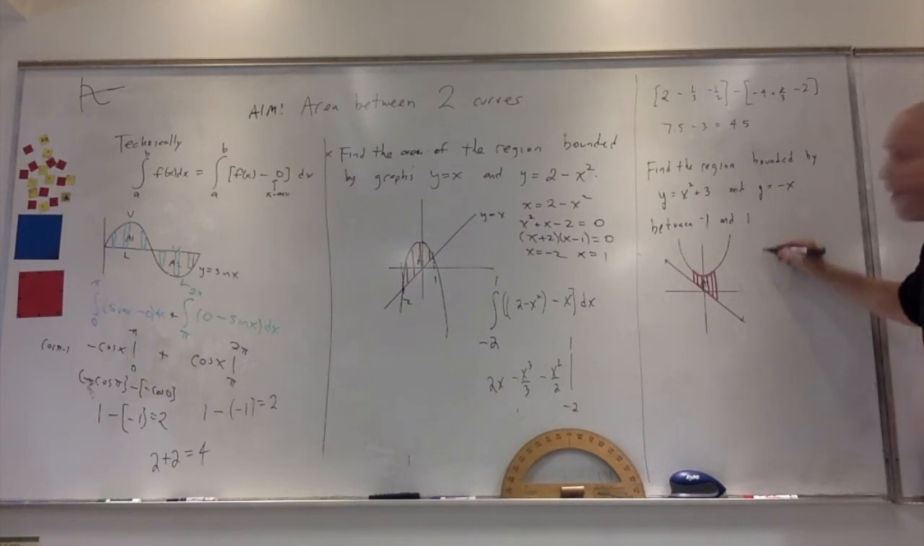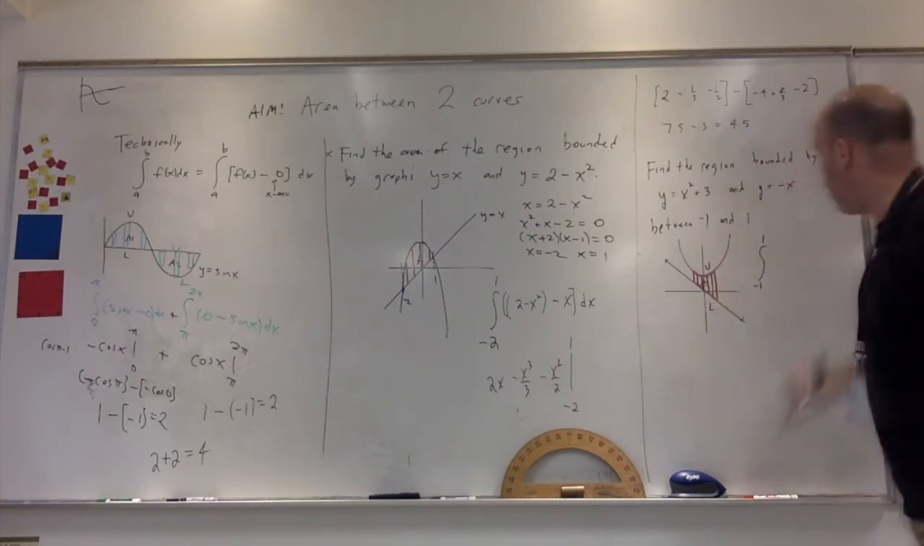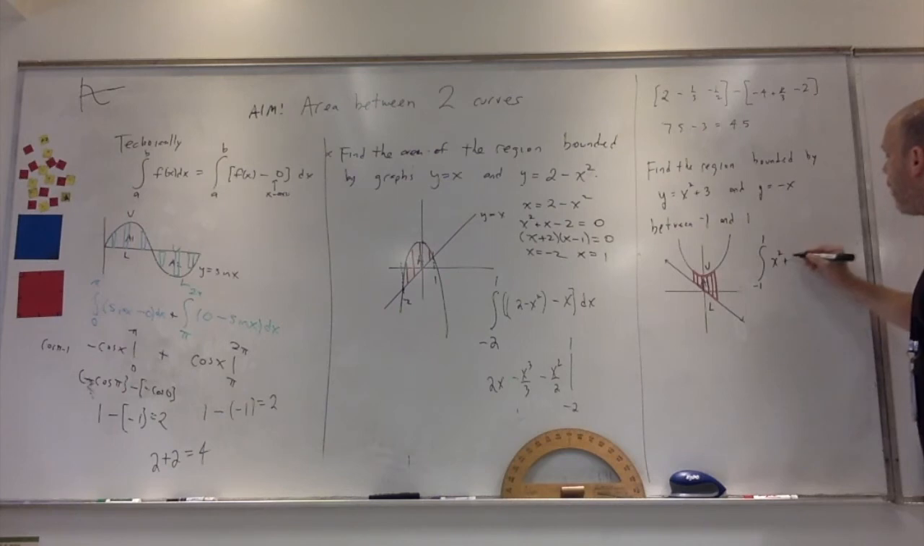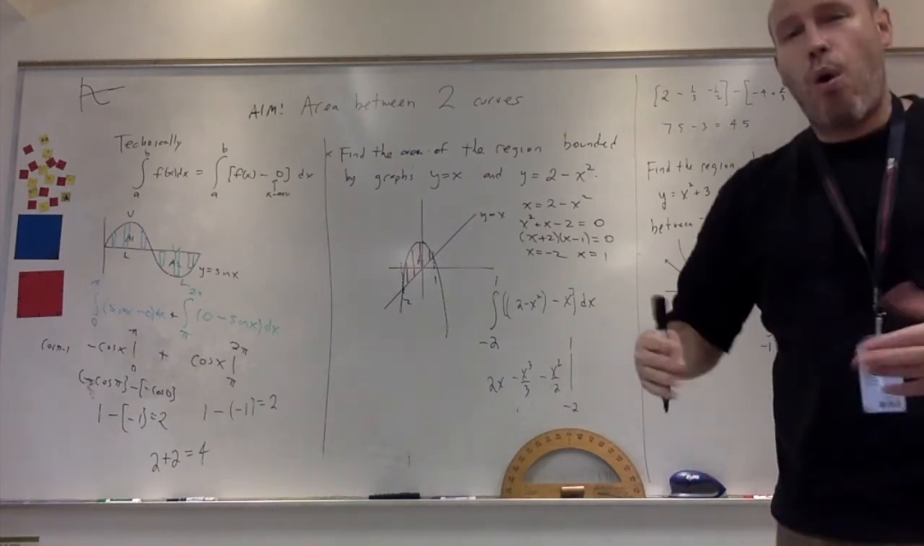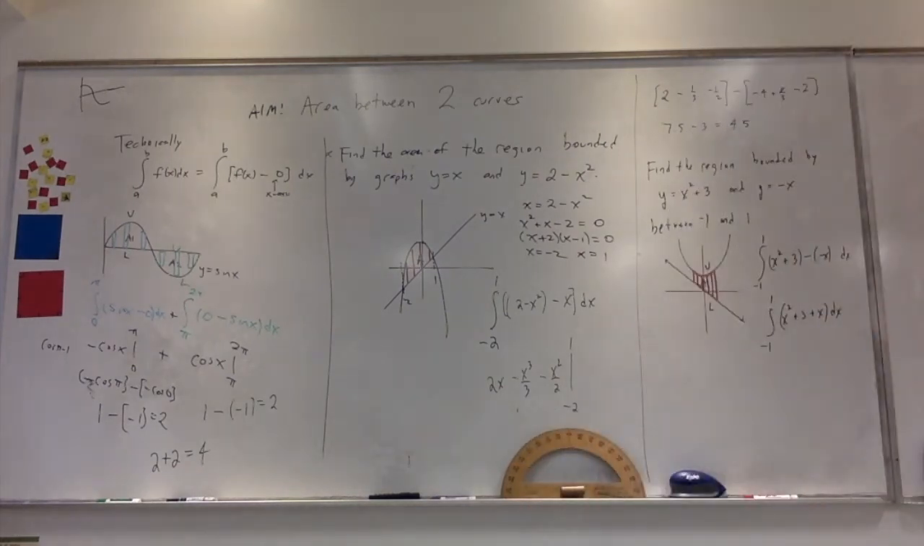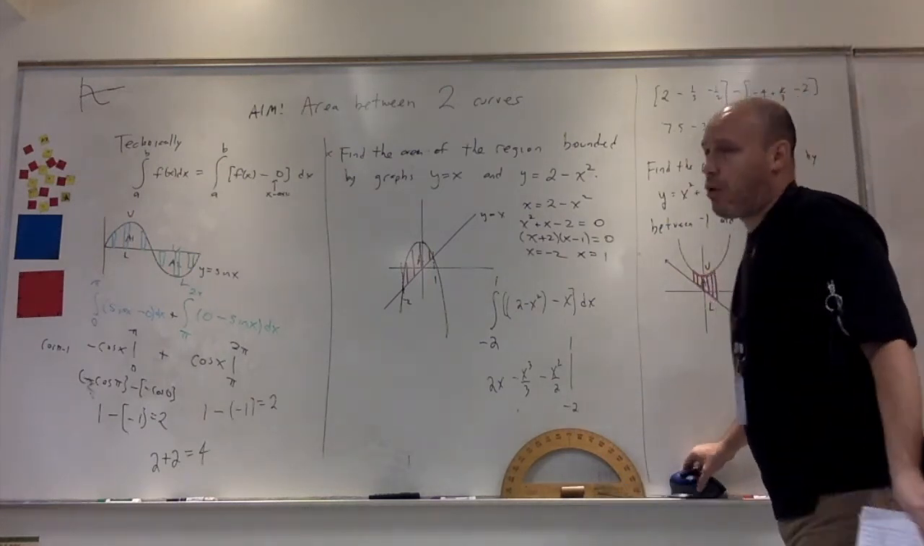So let's just put it together, all right? I'm not even going to solve it. We have negative 1 to 1. The parabola is the upper. The line is the lower. So we have x squared plus 3 minus negative x dx. So we have the integral from negative 1 to 1, x squared plus 3 plus x dx. You figure this out on your own or put it into the graphing calculator. Did I figure this out? No, I did not. Let's do one with the graphing calculator.